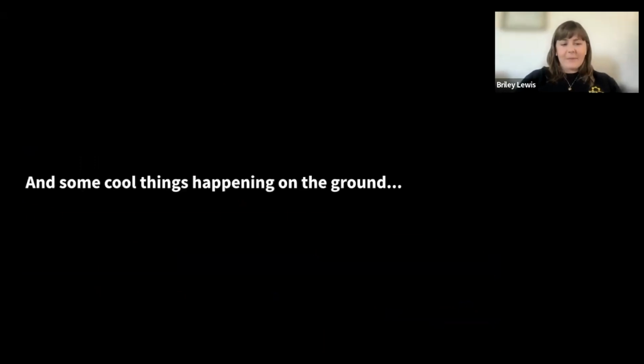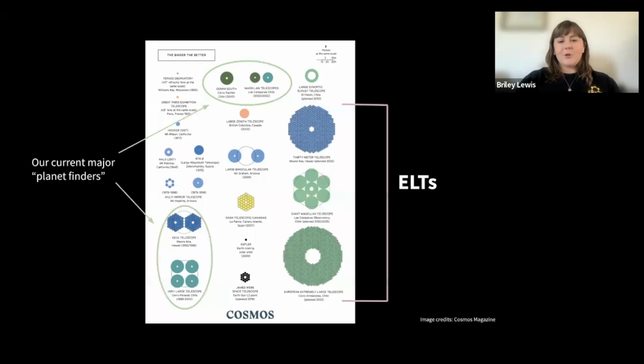And of course, there are cool things happening here on the ground too. That's what I'm most invested in. So our current major planet finders are circled on this. We've got the Keck telescope and the Very Large Telescope on the bottom that we mentioned earlier, as well as Gemini South and the Magellan telescopes.